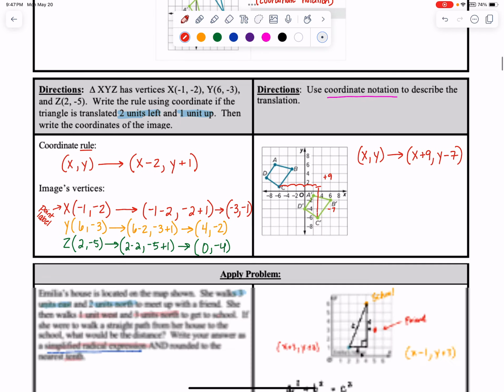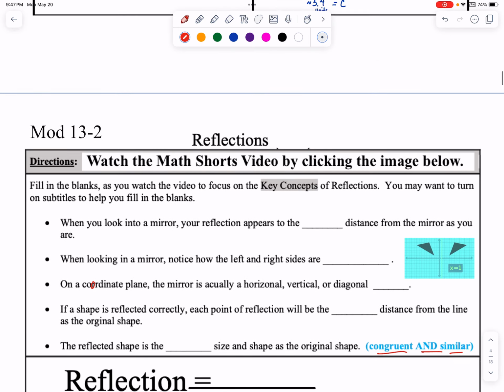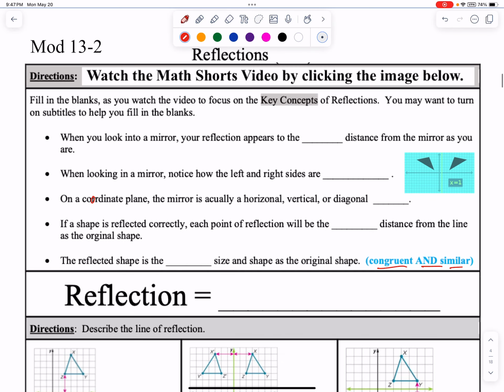Okay, so let's go ahead and slide down to today's lesson on reflections. We're going to watch the Math Shorts video by clicking on the image below. If you're watching this with me, you can just follow along. Let's take a look at our blanks today. When you look into a mirror, your reflection appears to, let's add in B, to be the blank distance from the mirror as you are. Pretty sure that's probably the word same.